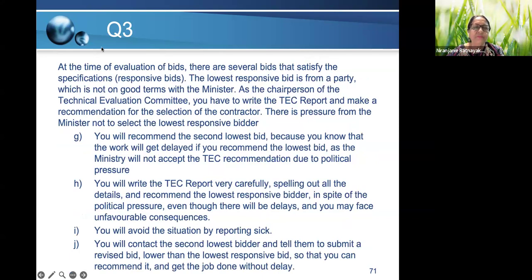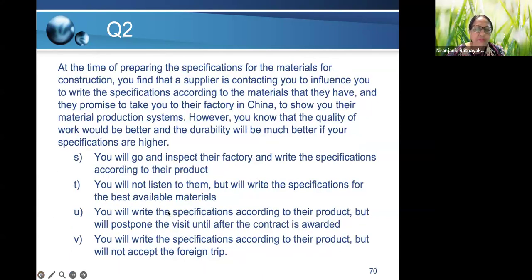So I saw one has written V, you will write the specification according to their product, but will not accept the foreign trip. That's weakening your stand. I don't think that's good, because I have given you that. However, you know that the quality of work would be better and the durability will be much better if your specifications are higher, right? So you are compromising on that by lowering your specifications, right? So that's not the way you should be doing it.